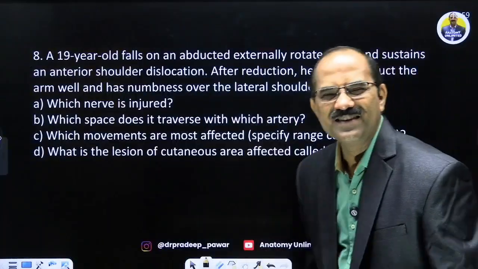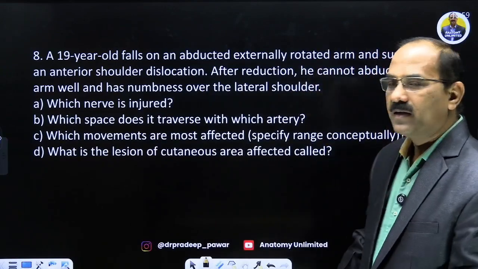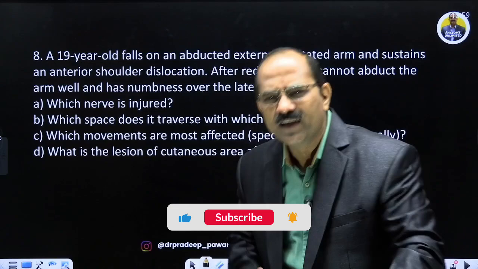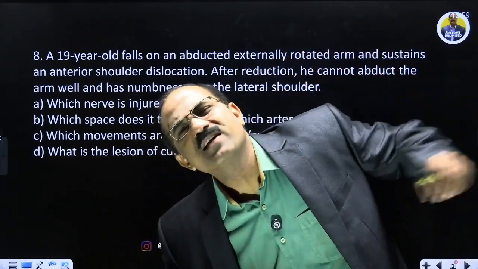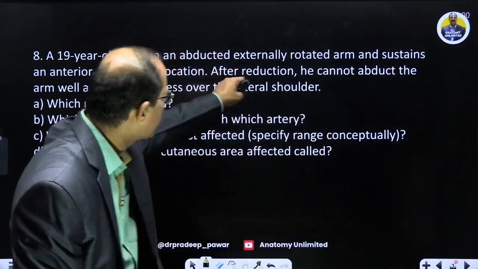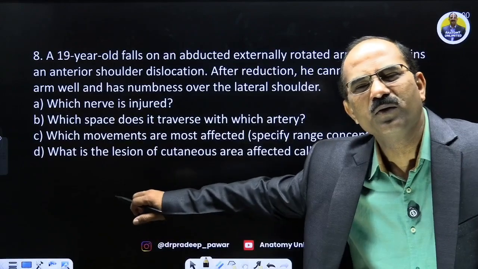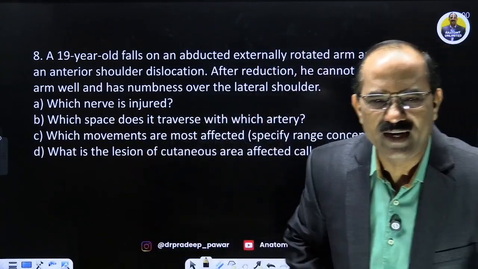Okay, have a look at this. A 19-year-old boy falls on an abducted, externally rotated shoulder. He's playing, his arm is abducted and externally rotated, and he falls down and sustains an anterior shoulder dislocation. The shoulder dislocates anteriorly.